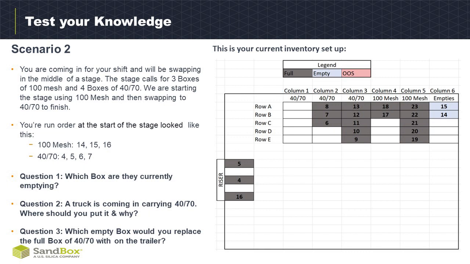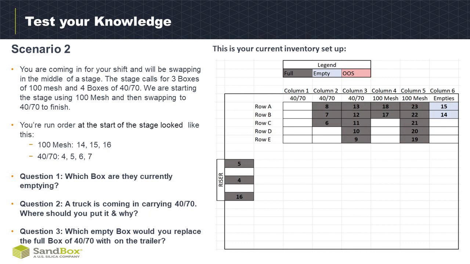The stage calls for 3 boxes of 100 mesh and 4 boxes of 40/70. We are starting the stage using 100 mesh and then swapping to 40/70 to finish. Your run order at the start of the stage looked like this. For the 100 mesh boxes, they were boxes 14, 15, and 16, and then your 40/70 was boxes 4, 5, 6, and 7. Question 1 is, which box are they currently emptying?